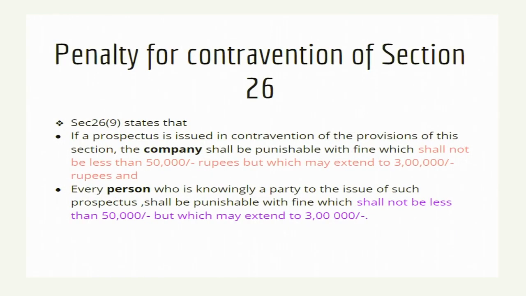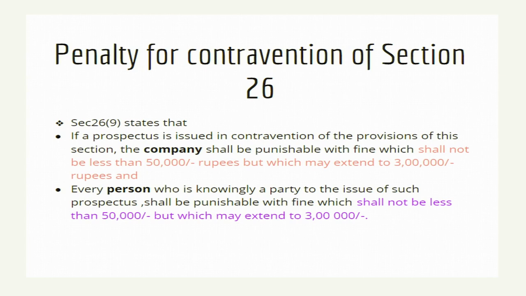Penalty for contravention of Section 26. We already know if you do not comply with the provisions of law, there is a provision of penalty. The penalty is for those who do not comply; those who comply are free from every rigorous requirement. So, penalty for contravention of Section 26 means Section 26 is a mandatory section. You must comply with the same.